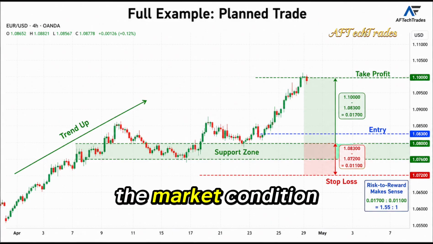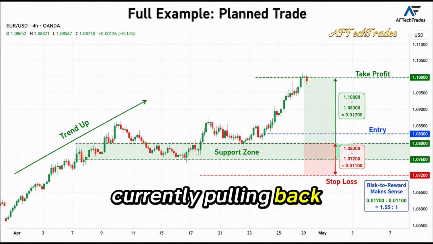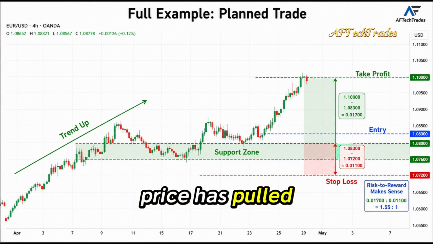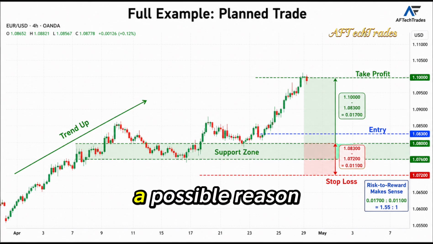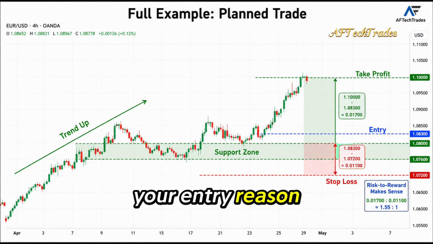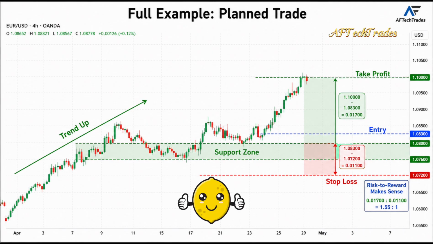Now you check the market condition. The market is not sideways. It is still trending upward, but it is currently pulling back. Next, you ask if the setup is clear. The answer is yes. The trend is up, price has pulled back to support, and there is a possible reason to buy. Then you define your entry reason. You are not buying randomly. You are buying because price is in an uptrend and has returned to a support area.